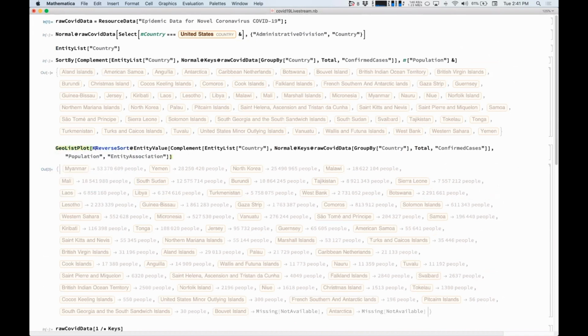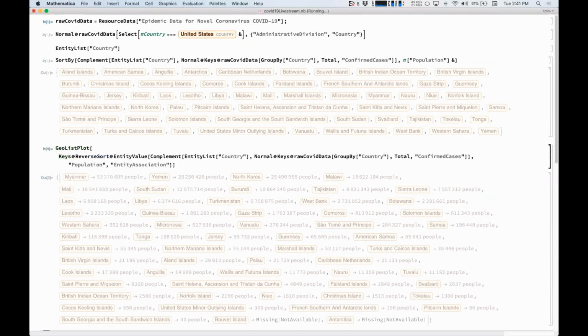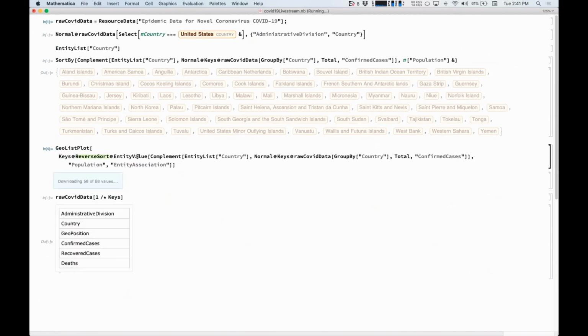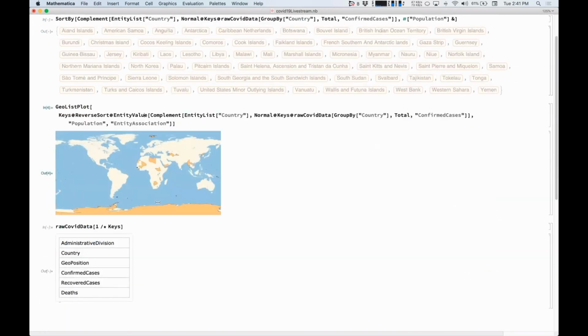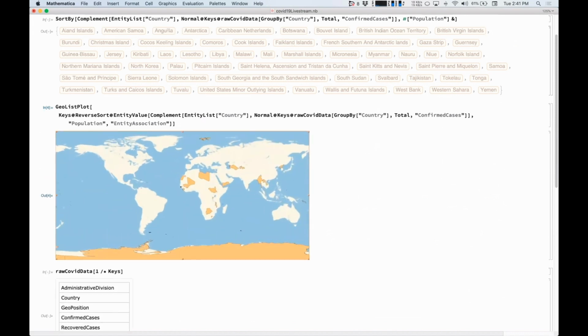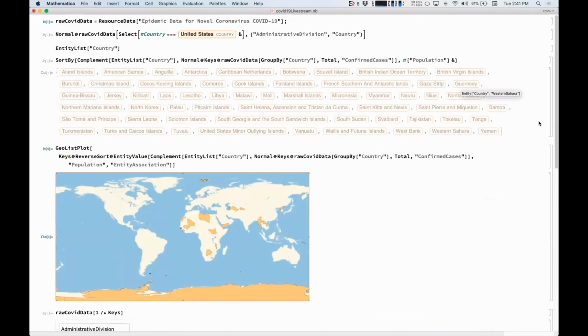No, we don't need this entity value anymore, but... Oh, it's interesting. Huh. Well, fair enough. Okay. Hey, don't forget to save this notebook. Yeah. We're generating all kinds of interesting stuff.